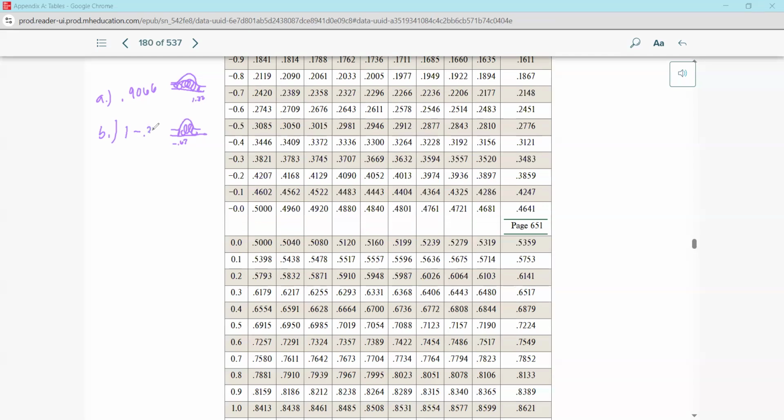So that's 0.2514. So what that number is, is this percentage here. 25% of my data should be to the left of this. But if I want the right of this, I need to subtract 1 minus 0.2514. And when I do that, I'll get 0.7486. That would be the area to the right of negative 0.67.